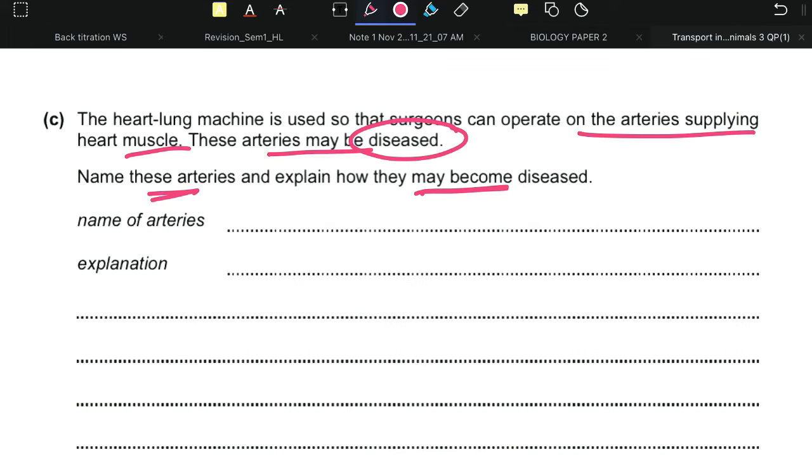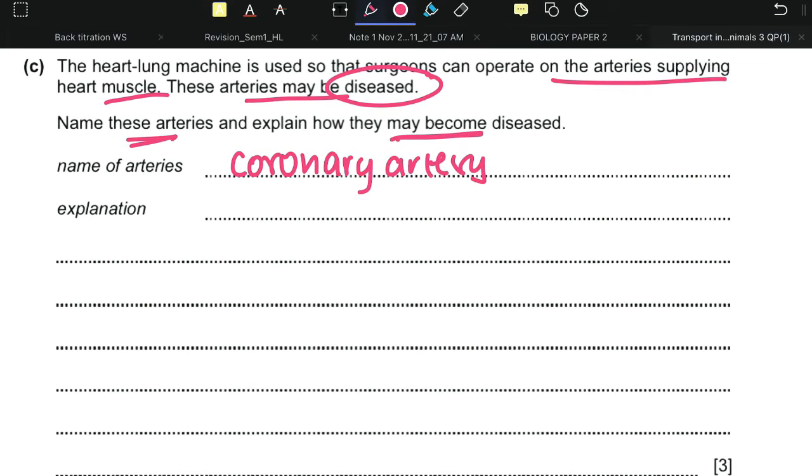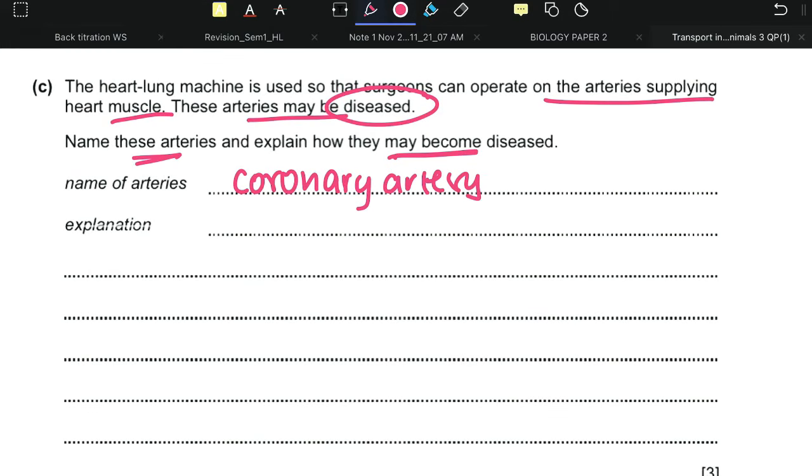That's the only artery you've learned about which could potentially become diseased. So automatically your brain should think, okay, the name of the artery which can be diseased is the coronary artery, because that's the only one I have learned, right? As of now in IGCSE. So the name of the artery is your coronary artery, and the explanation is how exactly this happens. So what is the disease? What exactly happens? So the explanation is that there is a fatty deposit.